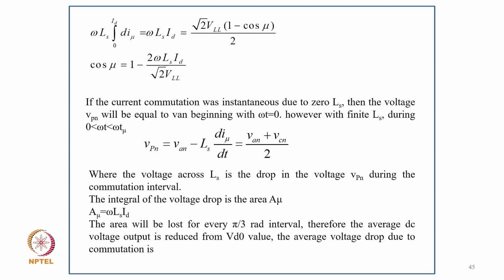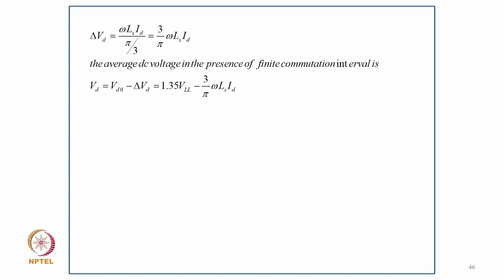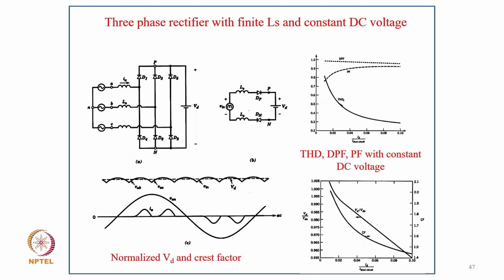Therefore, the average DC voltage output is reduced from the Vd0 value, and the average voltage drop due to the commutation is delta Vd equal to omega LS ID upon pi by 3 equal to 3 by pi omega LS ID, and the average DC voltage in the presence of finite commutation interval is Vd equal to Vd0 minus delta Vd equal to 1.35 VLL minus 3 by pi omega LS into ID.